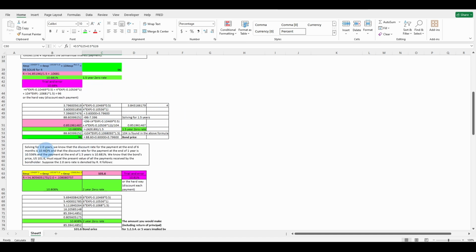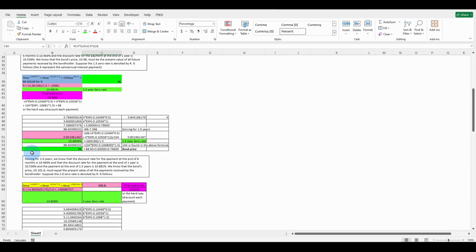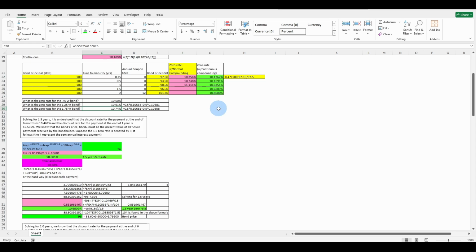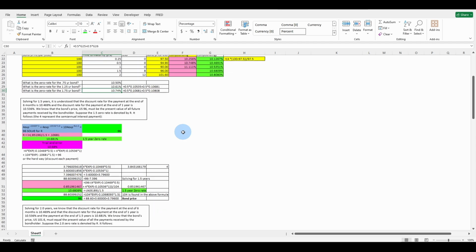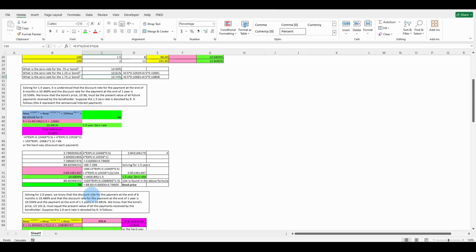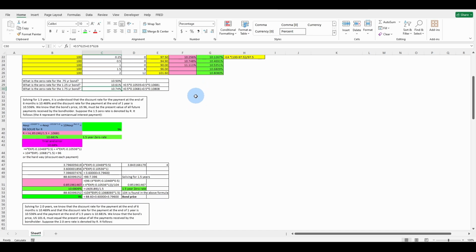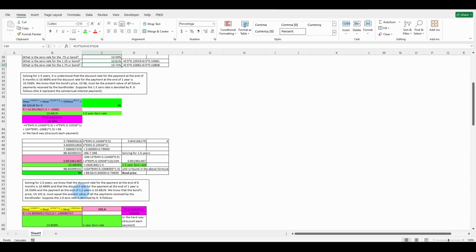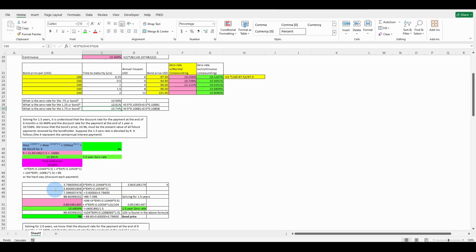So solving for 2 years, we know that the discount rate for the payment at the end of 6 months is 10.469. And that the discount rate for the payment at the end of year 1 is 10.536. Why do we know that? Well, because we have it right here. We're looking at zeros. Keep that in mind. Remember, we're looking at 10.469 and 10.681. We know that's 10.536 in the payment at end of year 1.5. The payment is 10.681. We know that the bond's price is 101.6. To keep in mind here, here's the 101.6 at year 2.